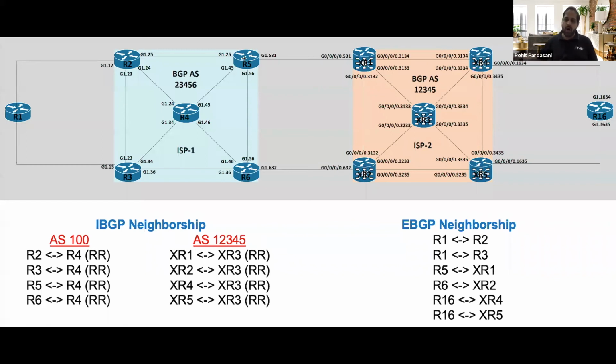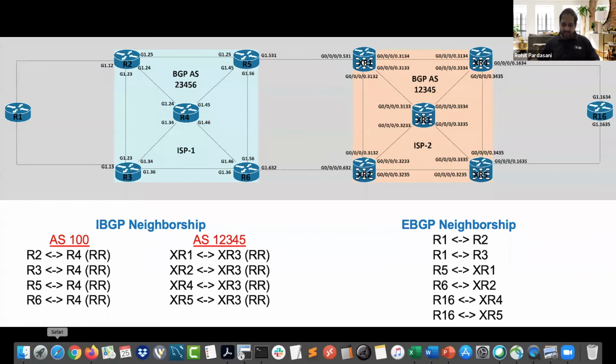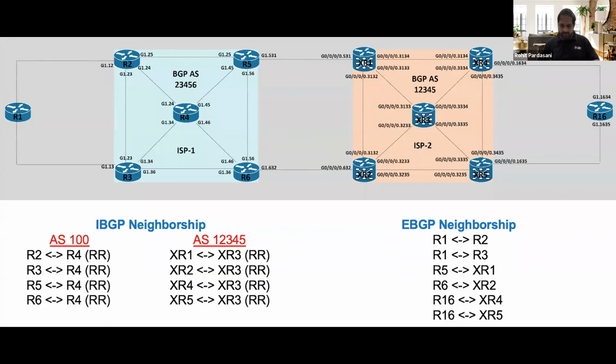So basically what we want is the path should be like this. So all these routers should basically go here, like this, to reach 11.11.11.11. Now I can use origin code for that.